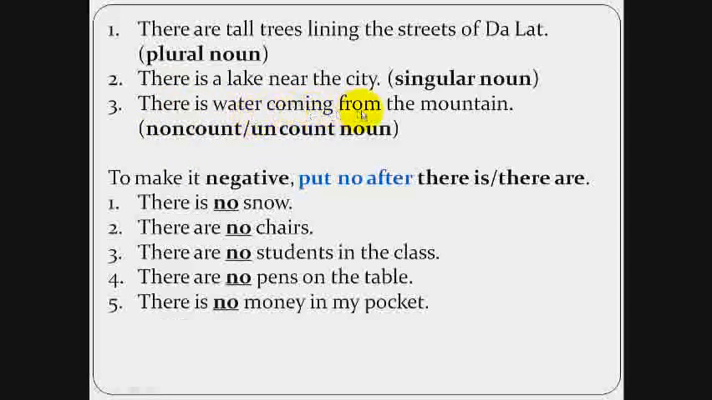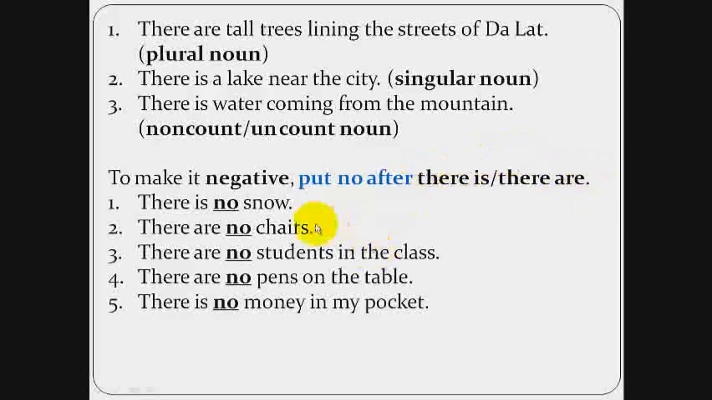So there is water coming from the mountain. There is milk coming from the cow, coming from the camel, coming from the goat, coming from the sheep, and so on. So inshallah, this is that. How about if I am going to make a negative fact? To make it negative, put no after there is or there are. Now you are going to tell something that is a fact, but it is negative. You will say there is no, there are no. You only add no after there is or there are.